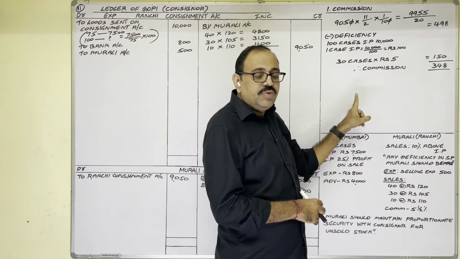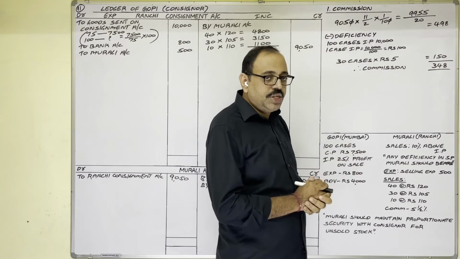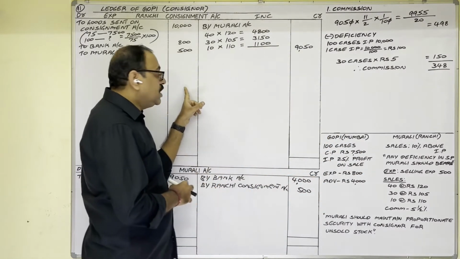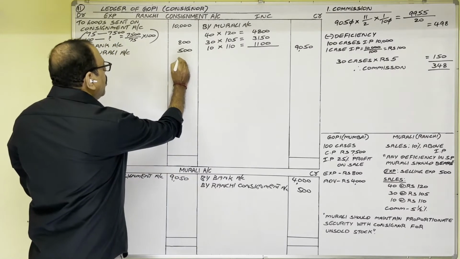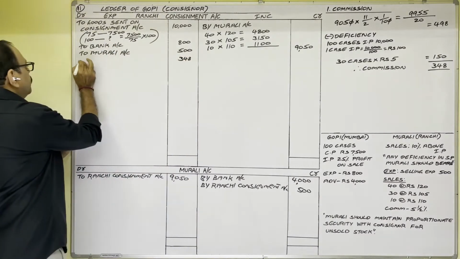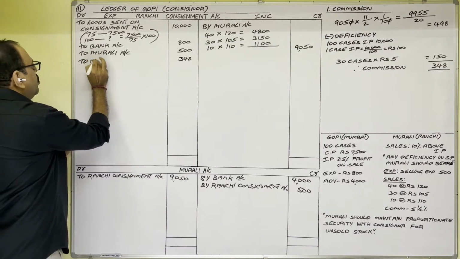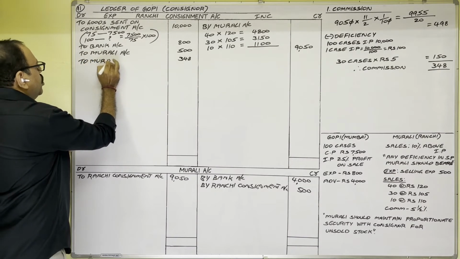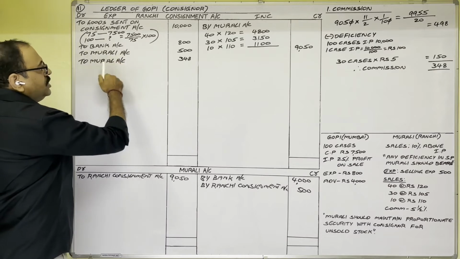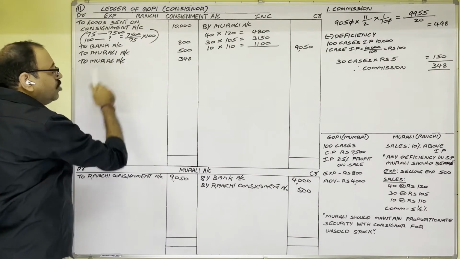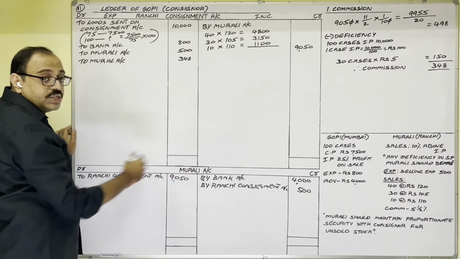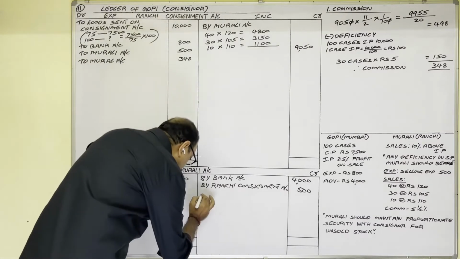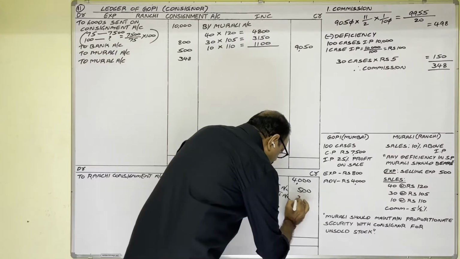So commission for consignment business, that is expenditure. Expenditure means in consignment account debit side we have to show now. Commission amount is 348 rupees. For commission also, write down consignee's name, Murali account. So the entry is Ranchi consignment account debit to Murali account. In consignment account debit side, in Murali account credit side, we should post by Ranchi consignment account 348.